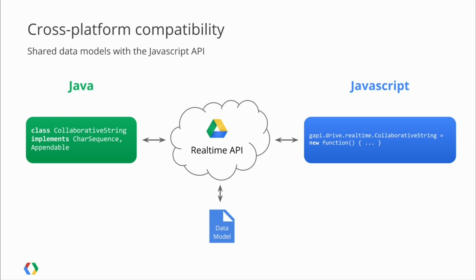If you take that same data model and load it with the Java API, what you'll get is another collaborative string, but written in Java. And the Java version will support the same interfaces that you expect from Java, things like Appendable. So this makes it a great way to build cross-platform apps that share the same data.